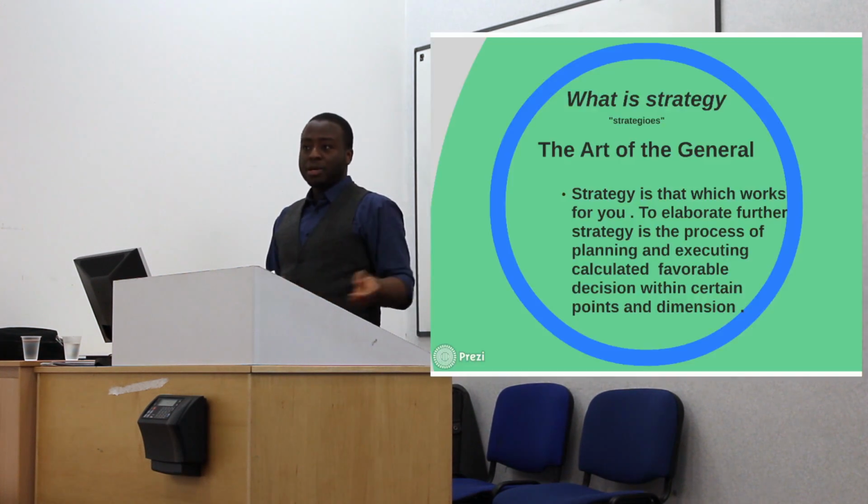So now I'm going to define what a strategy is. Strategy itself is derived from a Greek word called strategos, which is the art of a general. For me, personally, strategy is that which works for you. That's what I believe strategy is. But to further elaborate, strategy is the process of planning and executing calculated, favorable decisions within a certain point and dimension. If we look through the lens of a general, which is where strategy comes from, a general himself has to have two main qualities, which are leadership and management.